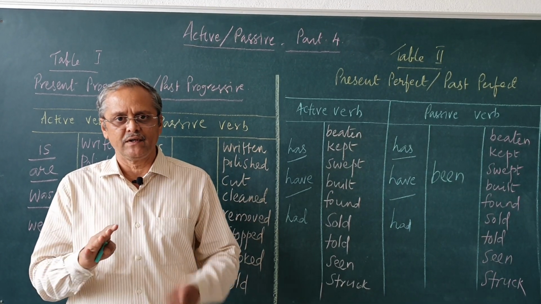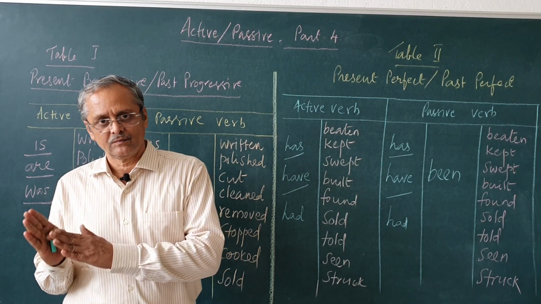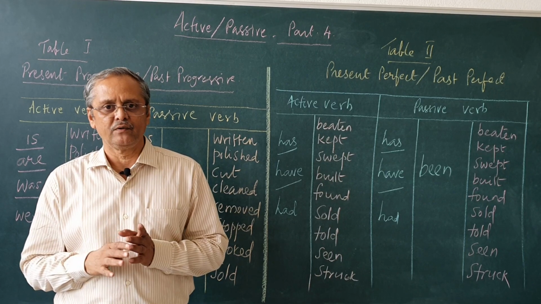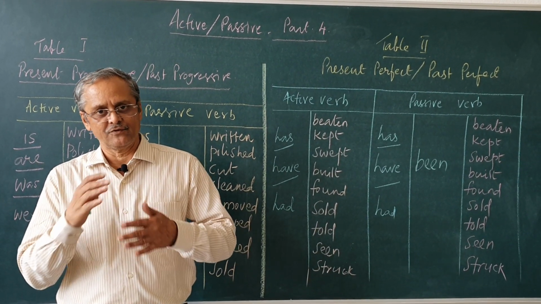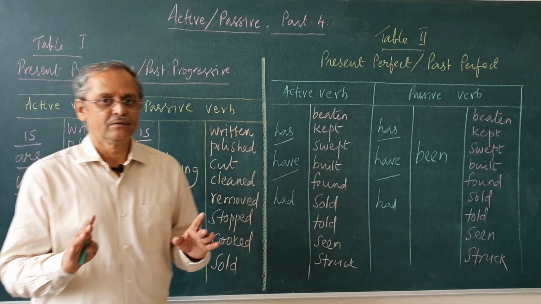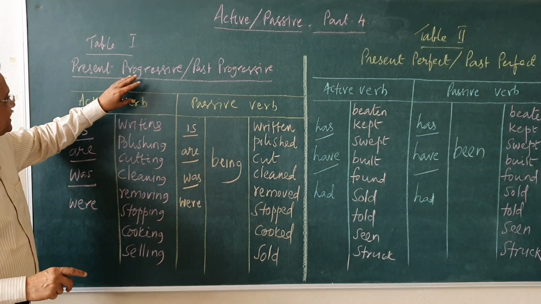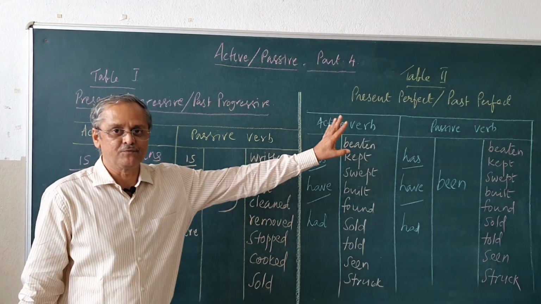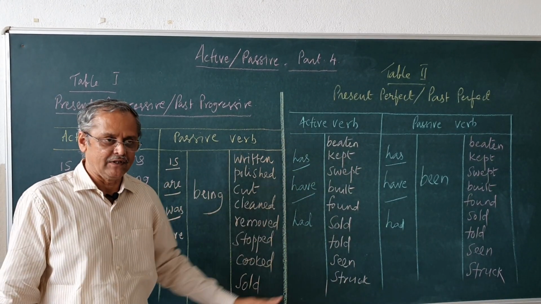In previous videos we saw the transformation of simple present tense into passive voice. Then in the previous video we saw what transformation happens with the past tense into passive voice. Today in this video I will be giving you the structure, the pattern, for present continuous, past continuous, present perfect and past perfect. This is the structure I will be dealing with.